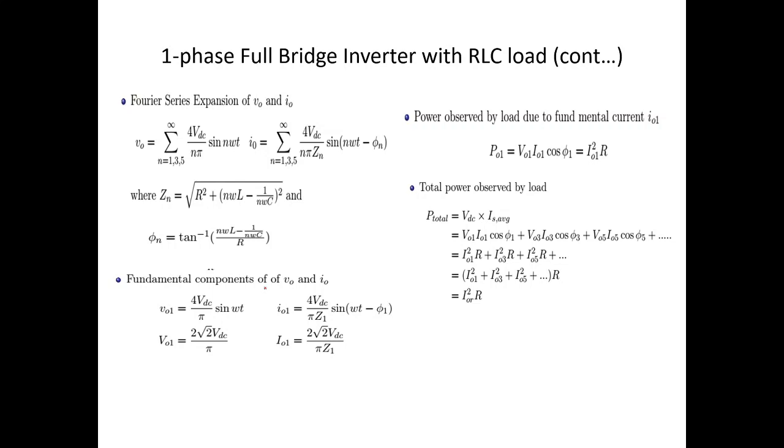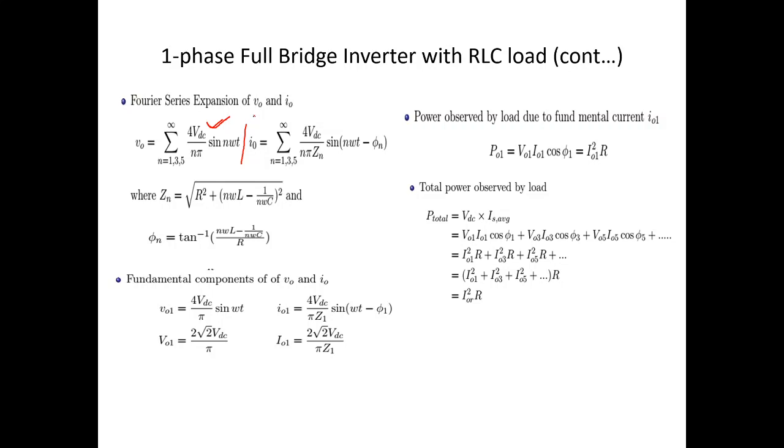Coming to the analysis, again you can find the Fourier series for voltage and current as shown here. So that is the Fourier series expansion. I hope you can do it. It is a simple rectangular waveform, so one can find it easily.